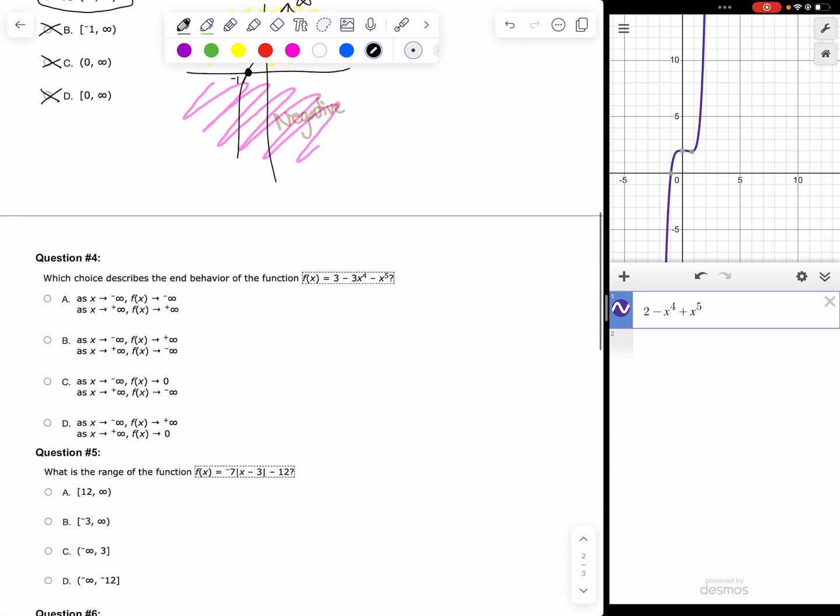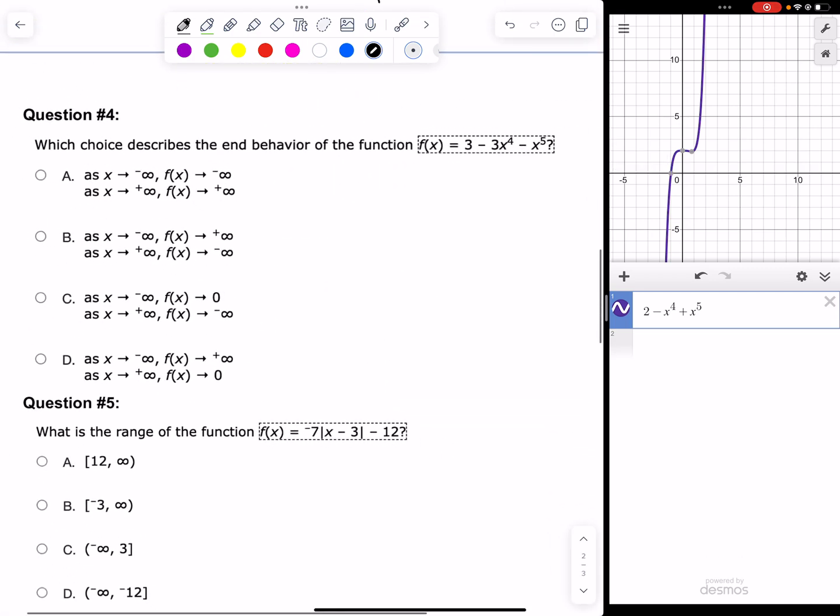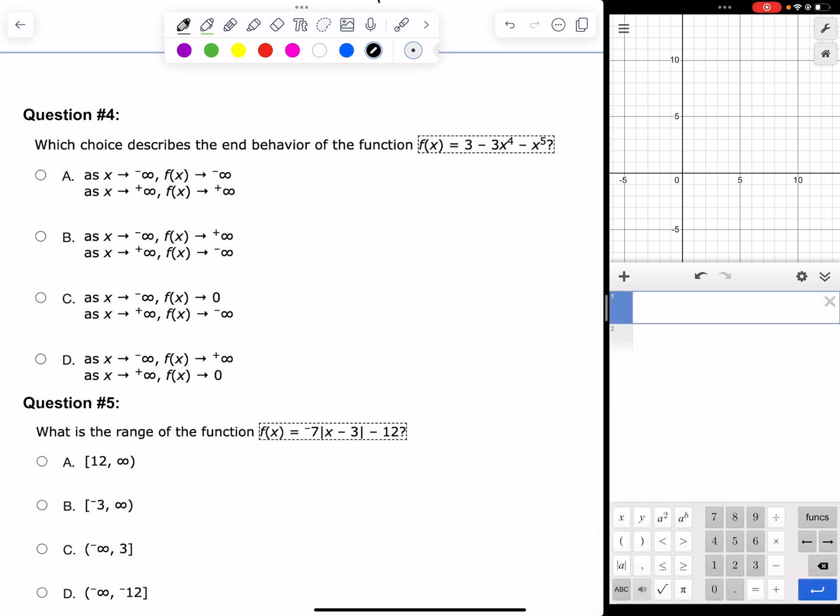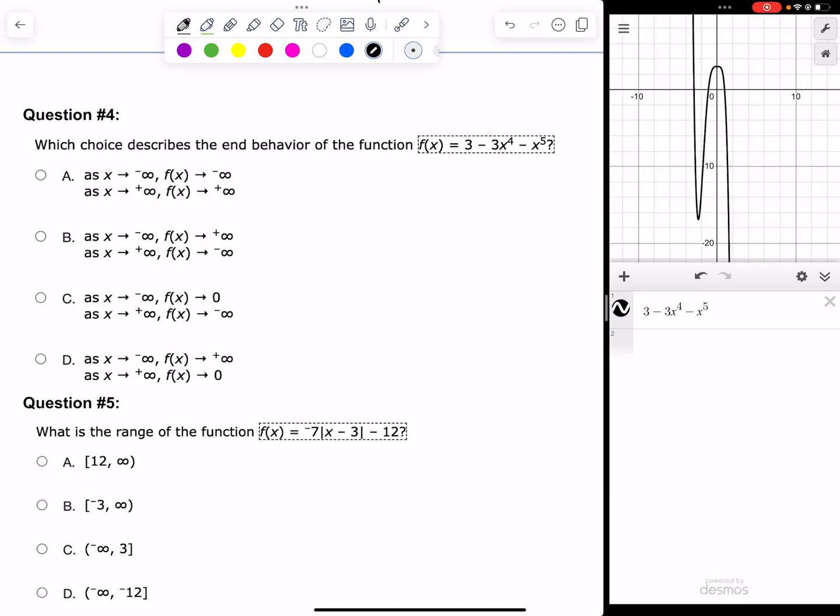Moving on, let's look at number 4. Number 4 says, which choice describes the end behavior for this function? So let's type it in and see what's happening on the ends of our graph. So let's see. If we do a little rough sketch of this function, it looks like it's going like this basically, which means that it's headed out toward the third quadrant.